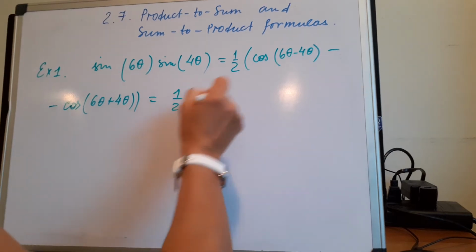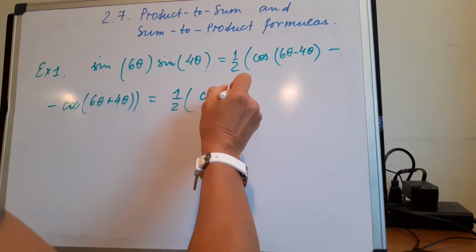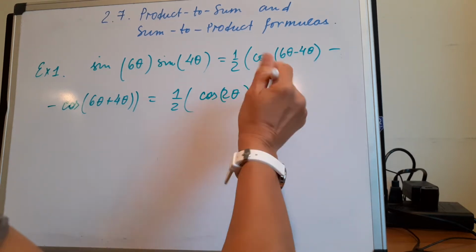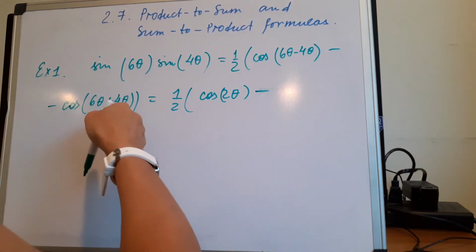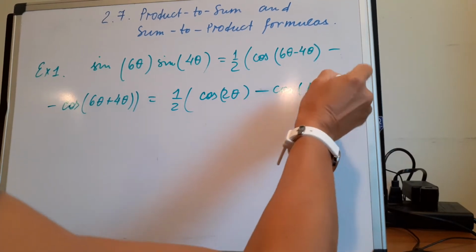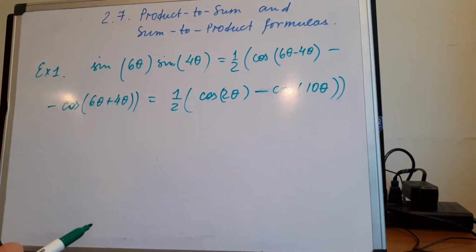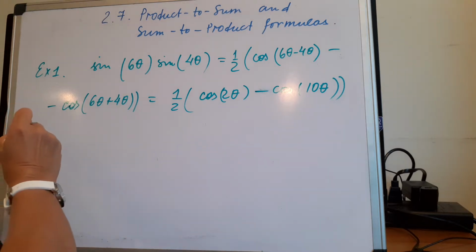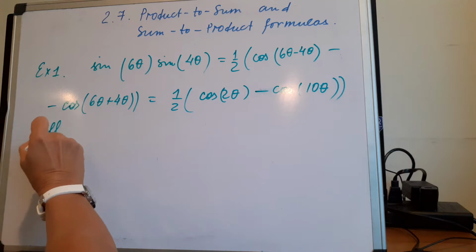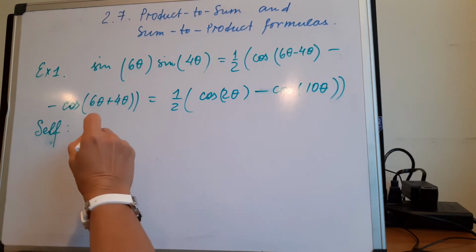Well, that's 1/2. Cosine of the difference is cosine of 2 theta, right? 6 theta minus 4 theta. Cosine of the sum, supposed to be minus here, sorry. 6 plus 4 is 10, so it's cosine of 10 theta. Well, that's all I'm going to do. I simplified the expression. So you can try to simplify something on your own. Let's do self-simplifying the same way.